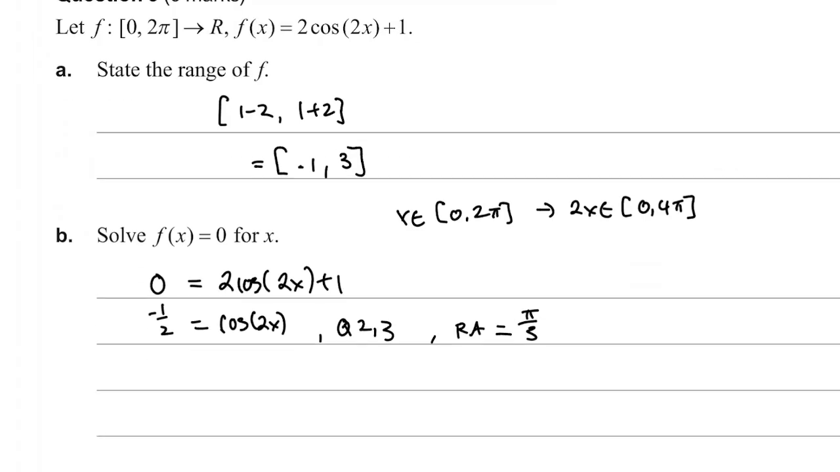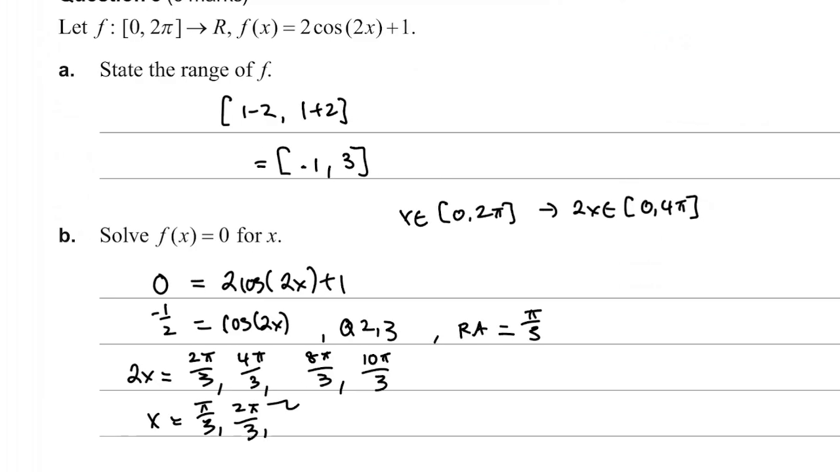From there, I'm just going to look at angles that are going to work between 0 and 4 pi, and I'm going to equate that to 2x. So that's going to be 2 pi on 3 in the second quadrant, 4 pi on 3 in the third. Do it again to add 2 pi to these solutions, so that'll be 8 pi on 3 and 10 pi on 3. Divided by 2, so you get pi on 3, 2 pi on 3, 4 pi on 3, and 5 pi on 3. Once again, that's really it.